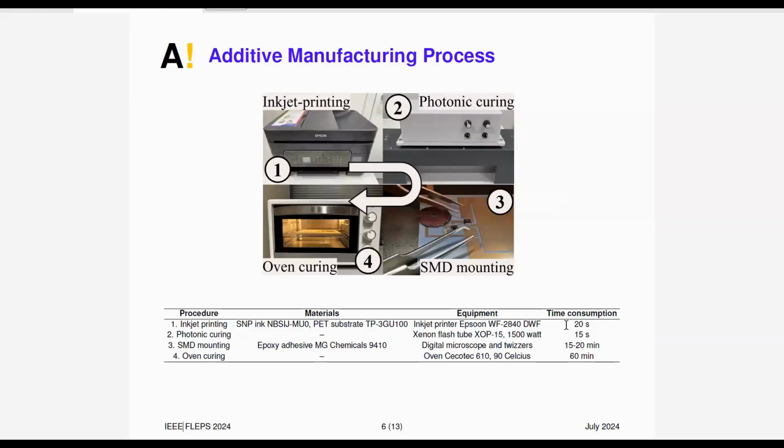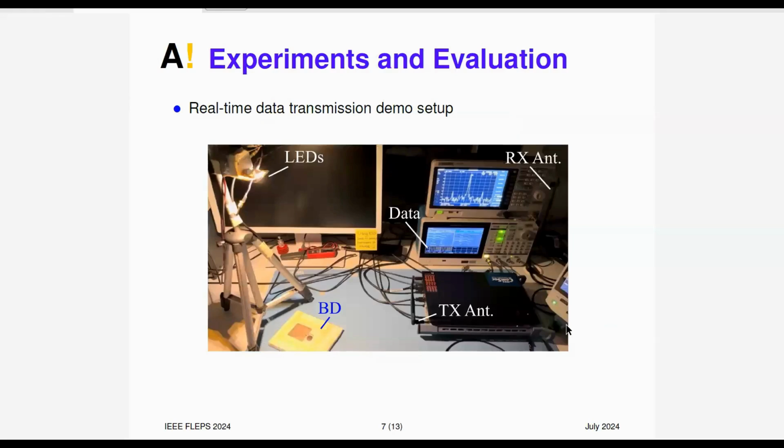Here's the additive manufacturing process that we used. It's low cost, using inkjet printing, photonic curing, and then SMD mounting of the SMD components such as the comparators, RF switches, and some impedance matching circuit components. And lastly, we cured the adhesive epoxy in the oven. So this is quite a simple procedure.